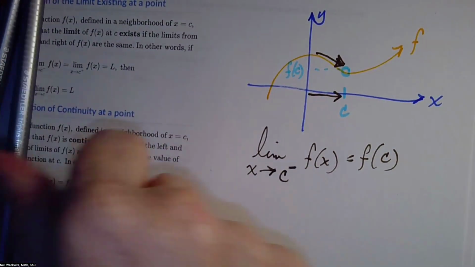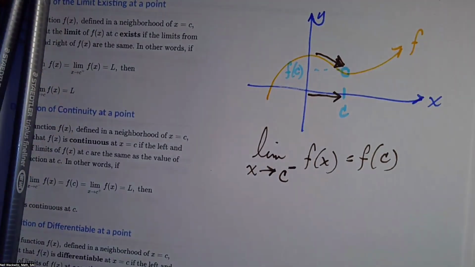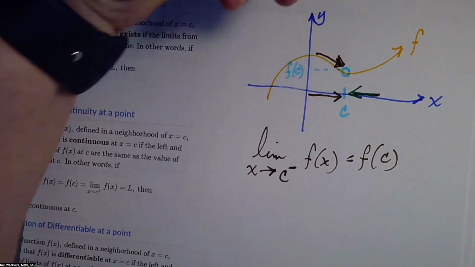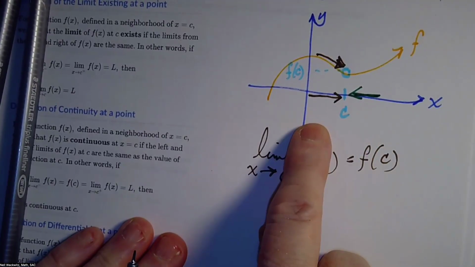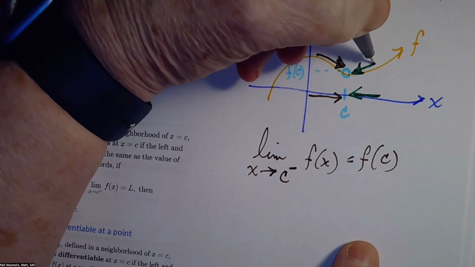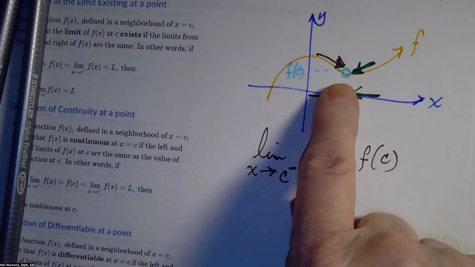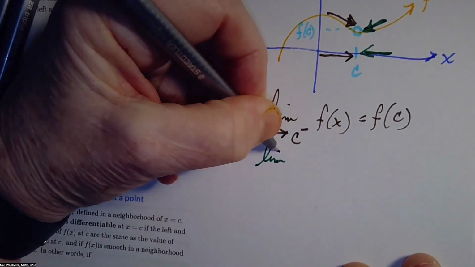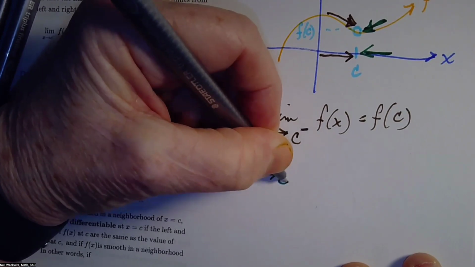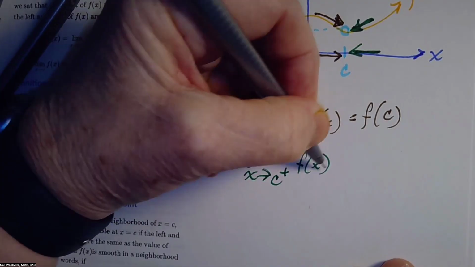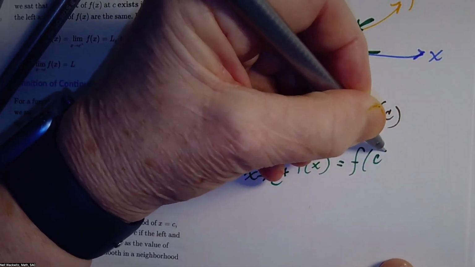And similarly, look at the other side: values of x approaching c from above or from the right have corresponding f of x values that also approach f of c. So we would say that the limit as x approaches c from above or from the right of f of x equals f of c.